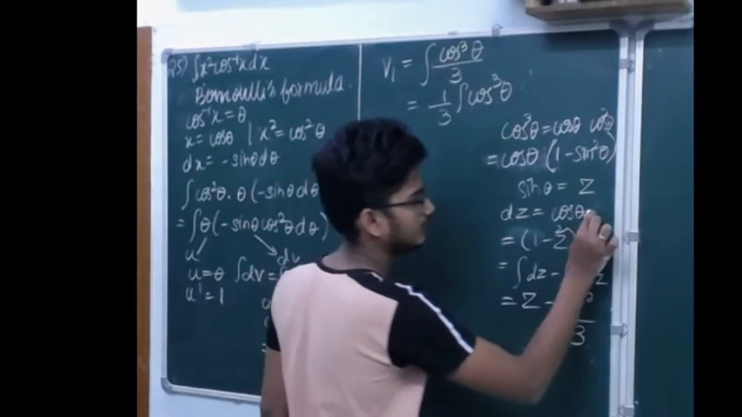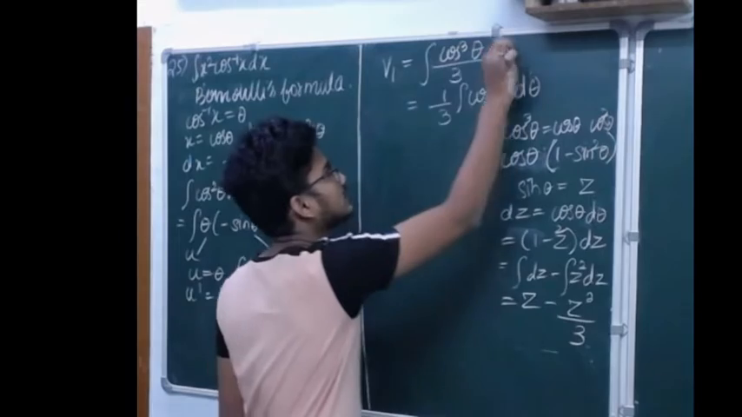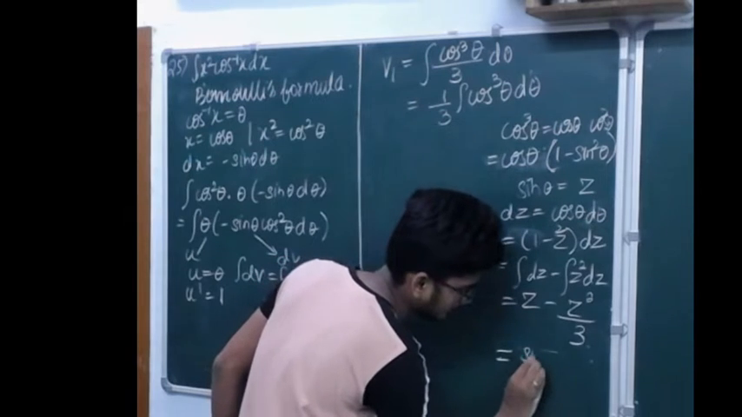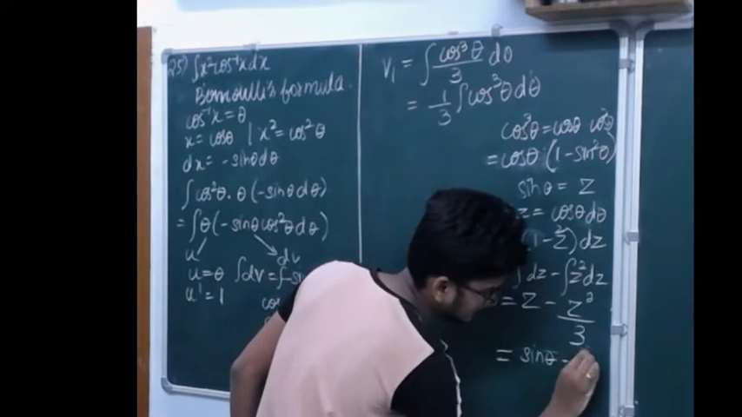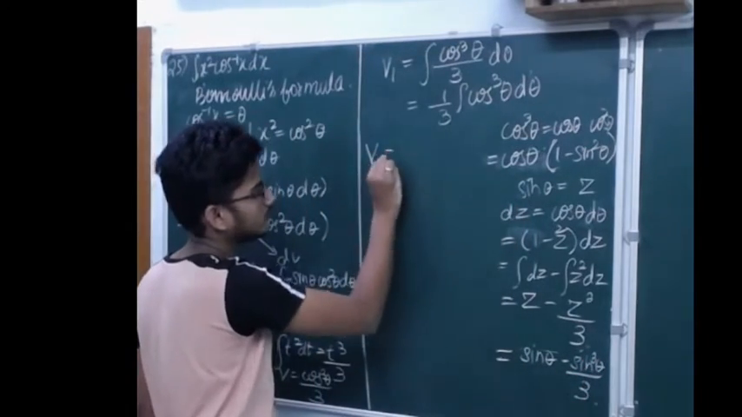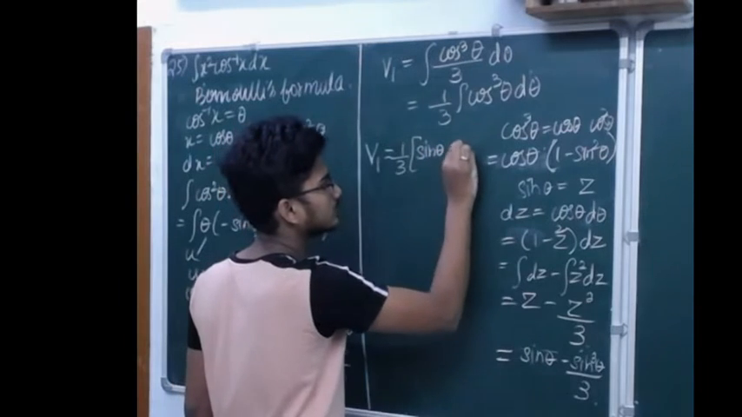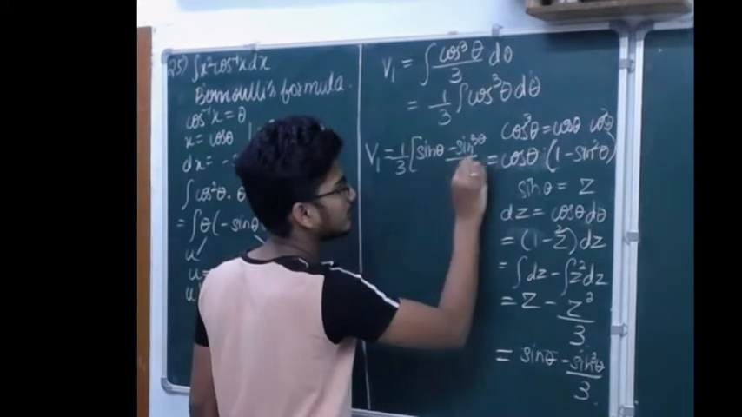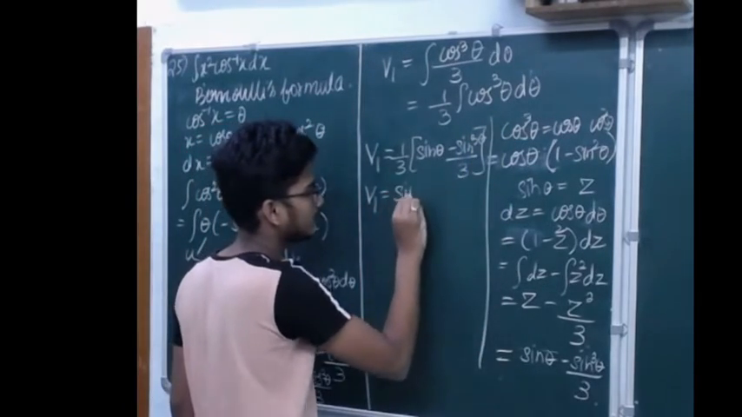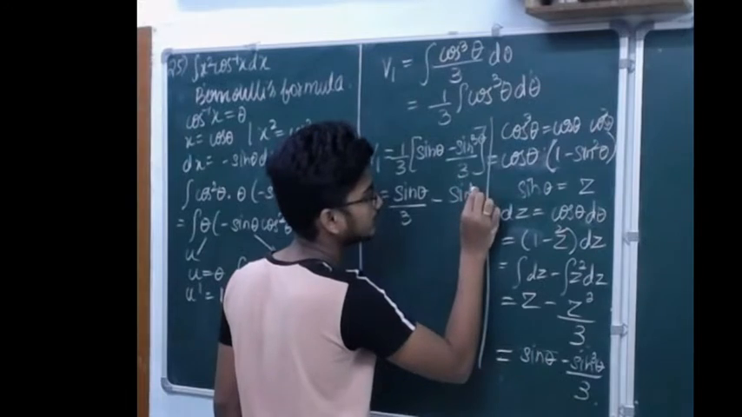I have made a mistake, so here we have to include d theta, as you have written the integral symbol here. So I am going to substitute back z is equal to sin theta. So sin theta minus sin cube theta by 3. So v1 is equal to 1 by 3 into sin theta minus sin cube theta divided by 3. So v1 is equal to sin theta divided by 3 minus sin cube theta divided by 9.